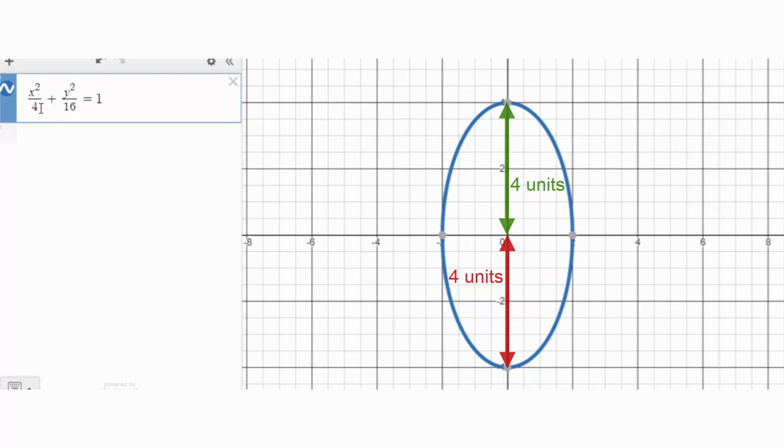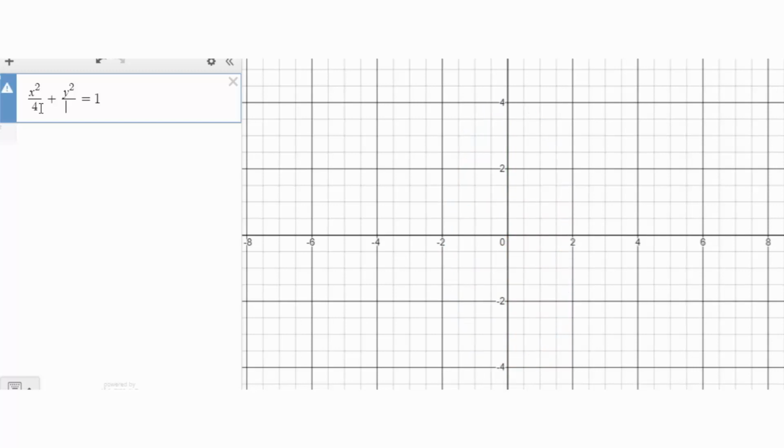By the way, if you change the number underneath y squared to, say, 2, instead of being stretched out in the y direction, it gets smushed in the y direction. It gets compressed in the y direction. But look, that intercept now has a y-coordinate of 1.41, which is approximately the square root of 2.